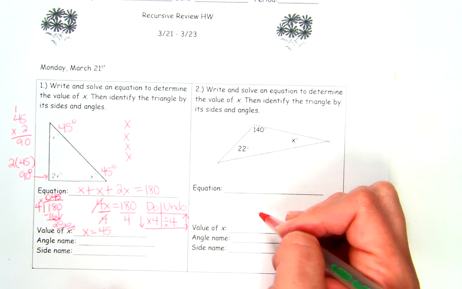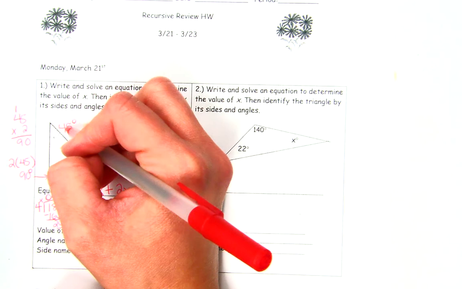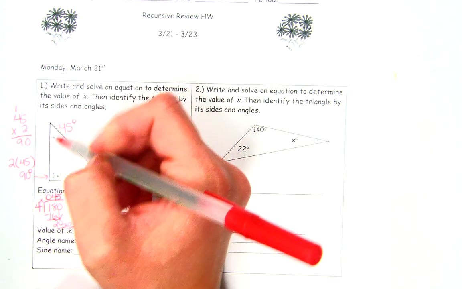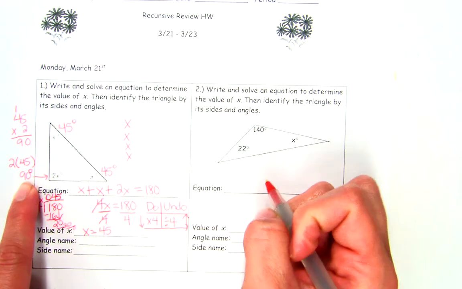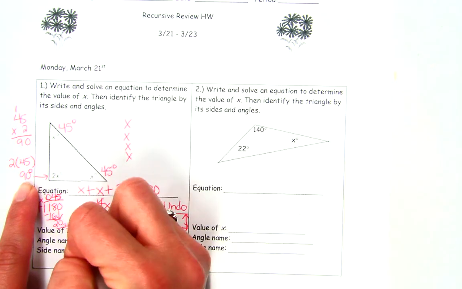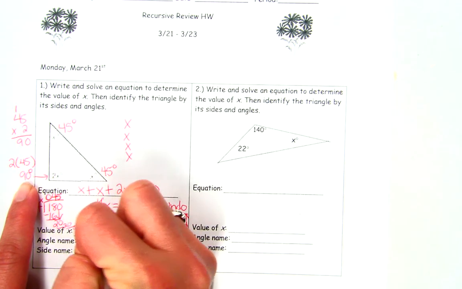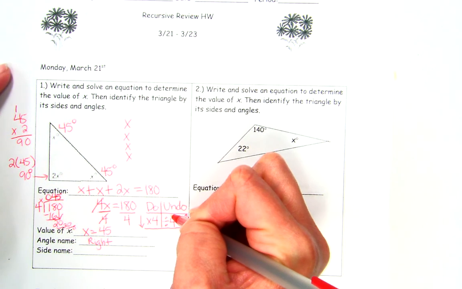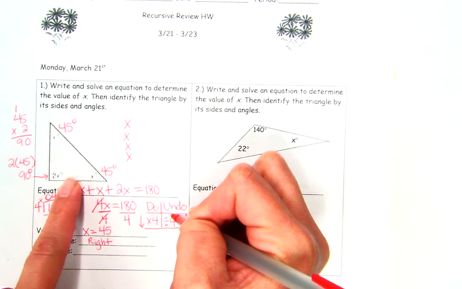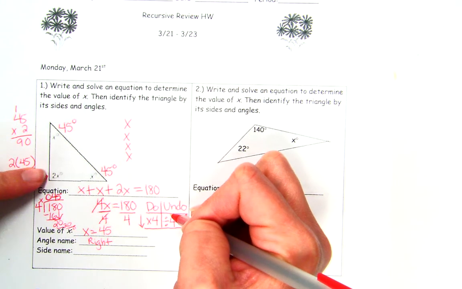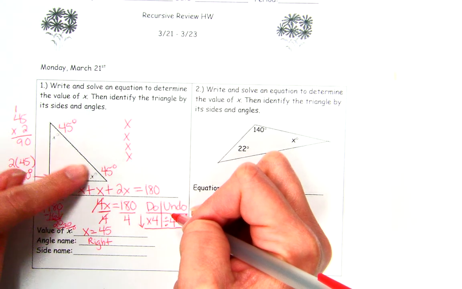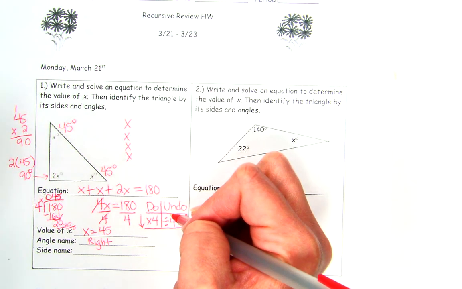So now that I have that, this is 90 degrees, this is 45, and this is 45. Using my triangle notes, I know that as soon as I see a 90-degree angle, that is a right angle. So as soon as you have a right angle, that makes the entire triangle a right triangle. Now, side name, I do not know any of my side measurements. If this is 3 centimeters, if it's 8 centimeters, if this is 10 centimeters, we don't know that.